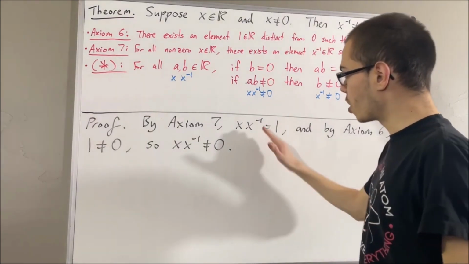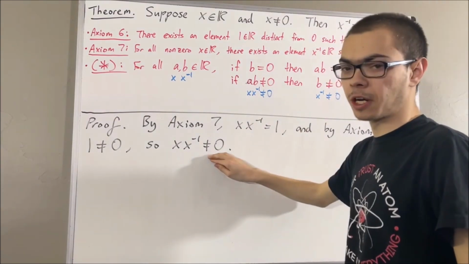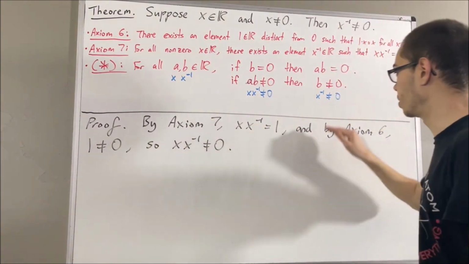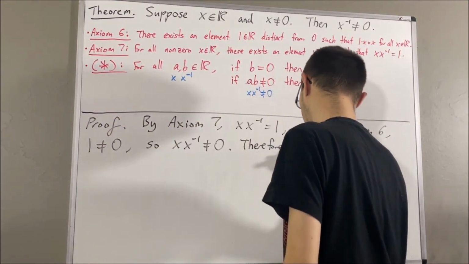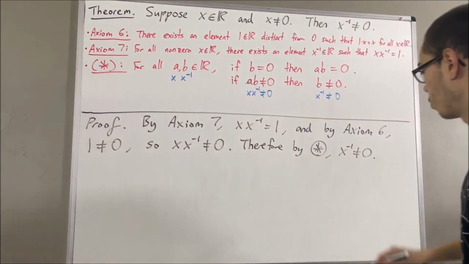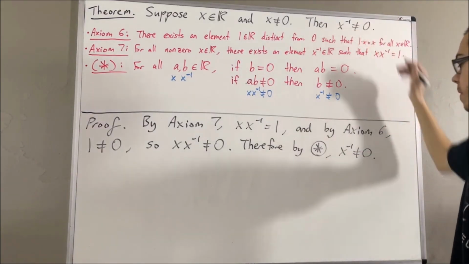But we know that x times the reciprocal of x is not equal to 0. That's what we have right here. So we can conclude that the reciprocal of x is not equal to 0. And so we have proven that the reciprocal of x is not equal to 0, which is exactly what we wanted.